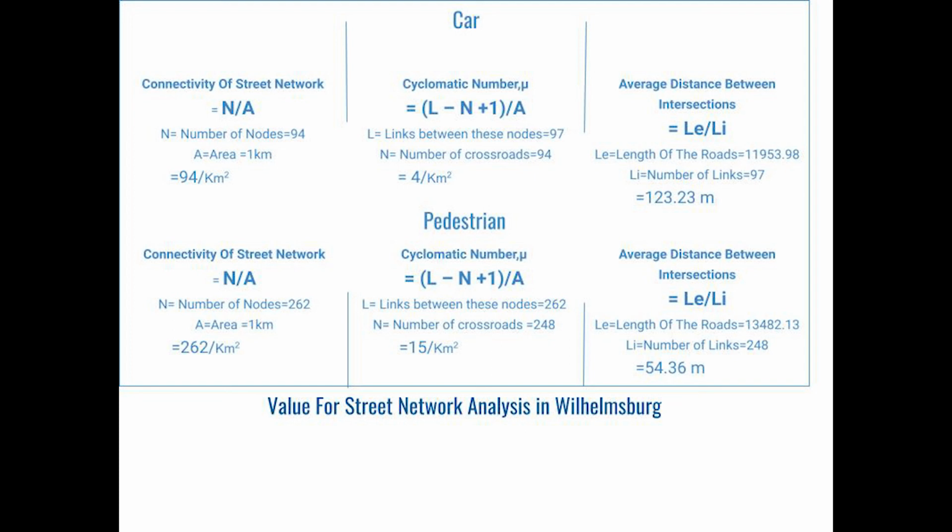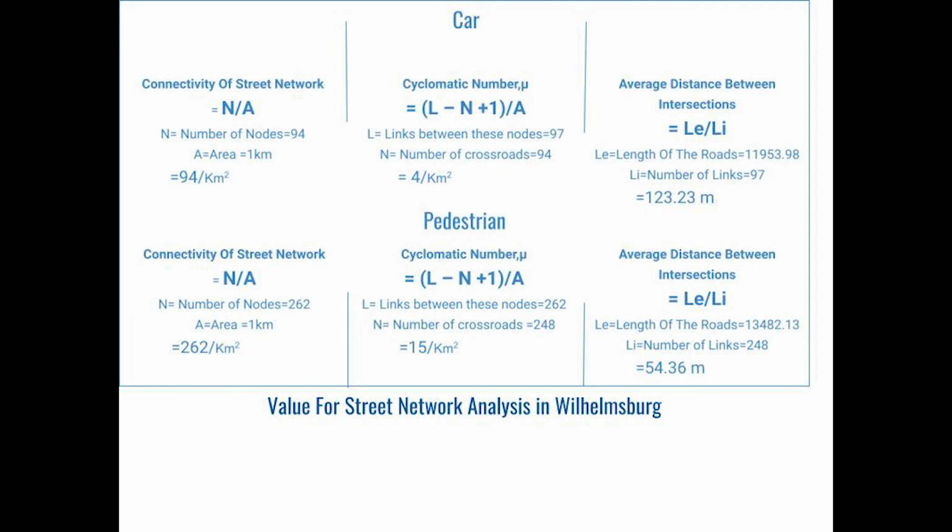So our number of nodes was 94 and the area was 1. The result is 94 per square kilometer. So our neighborhood has 94 nodes per square kilometer for the car, and for the pedestrian it's bigger, 262 nodes per square kilometer.